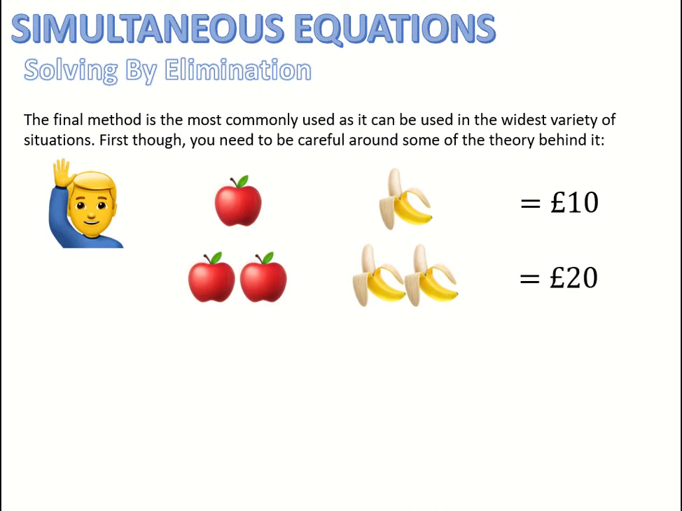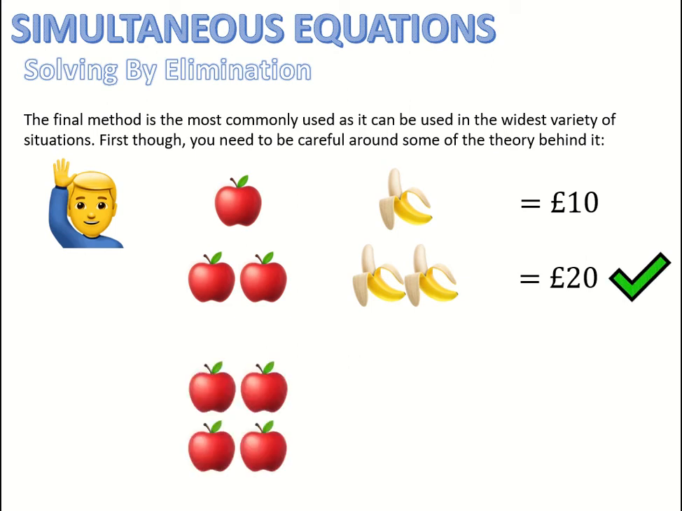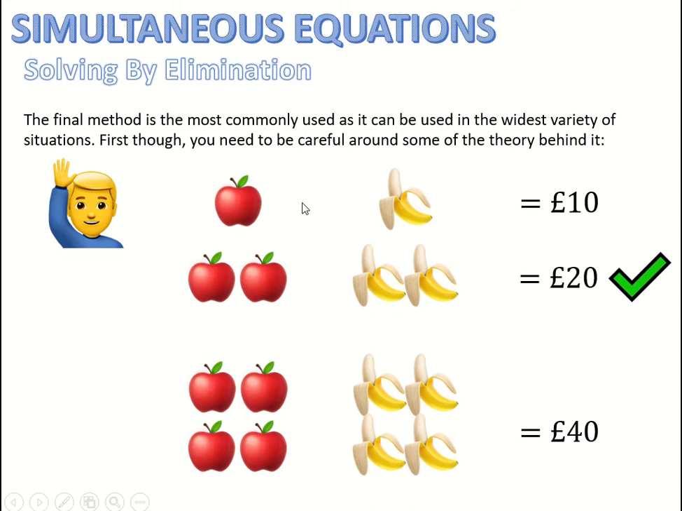It costs £20. If I buy twice as much stuff, it's going to cost me twice as much. That is true, and the same applies if I multiply by any number. It doesn't just have to be doubled. If I have 4 apples and I buy 4 bananas as well, it's going to cost me £40. And you can see that works for both of these equations.